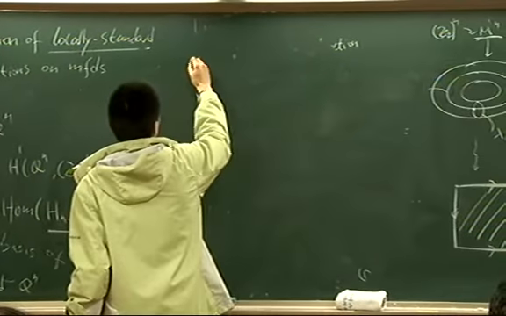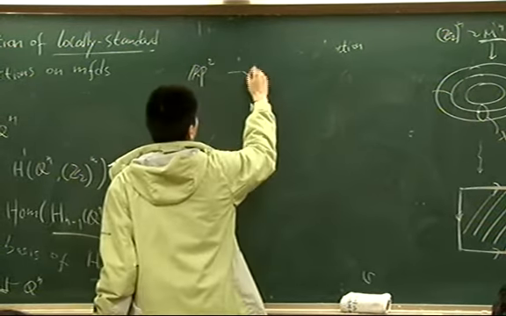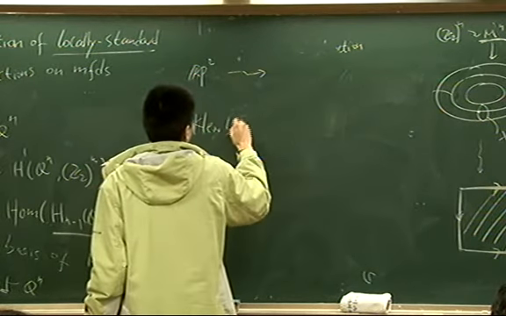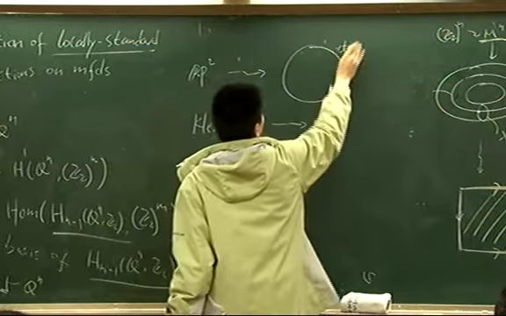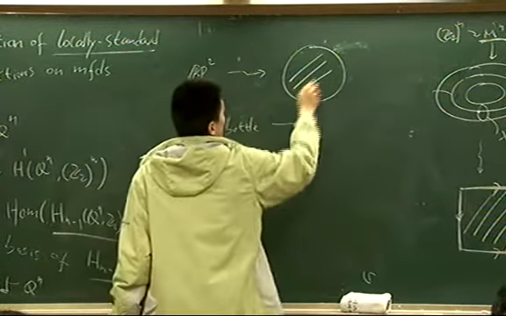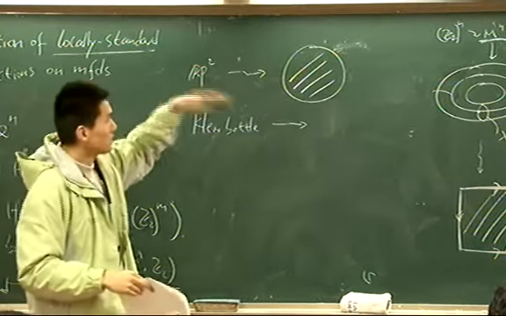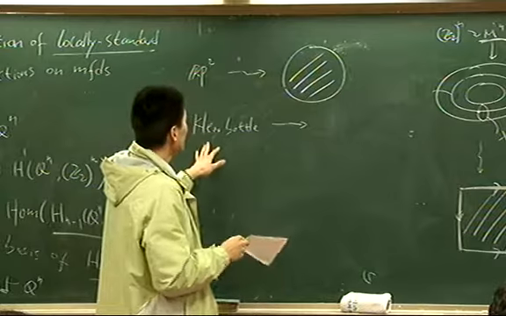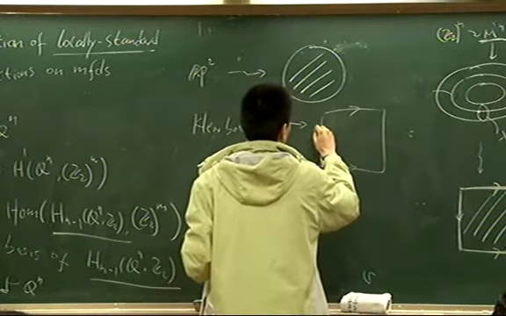Say for RP2, if we cut open along the bottom, we get something like this. We get a disk. The basis of H1 of RP2 is a circle, and then if you cut along it, this is a Z2-core. But this one is something like this.